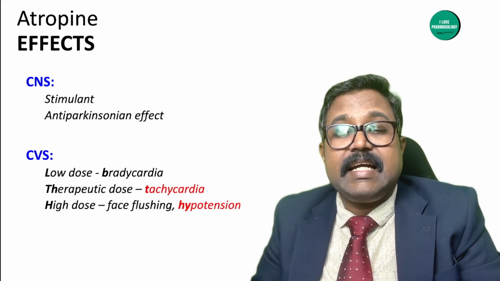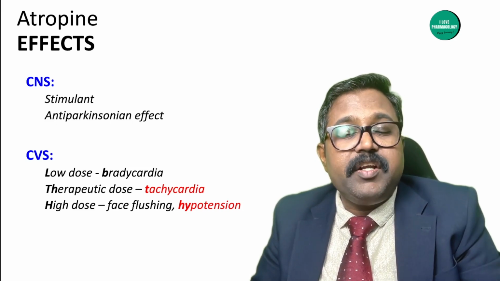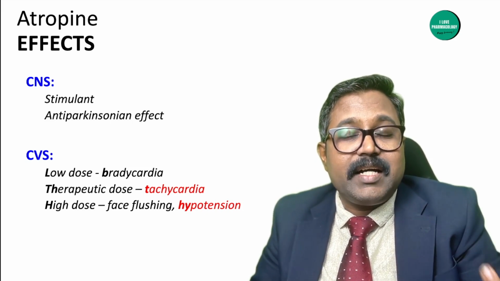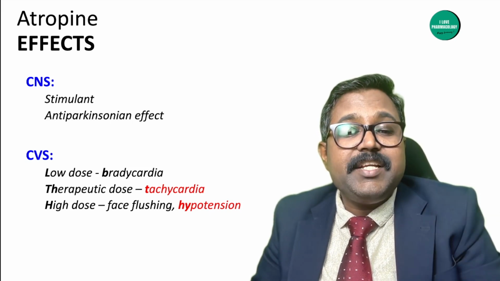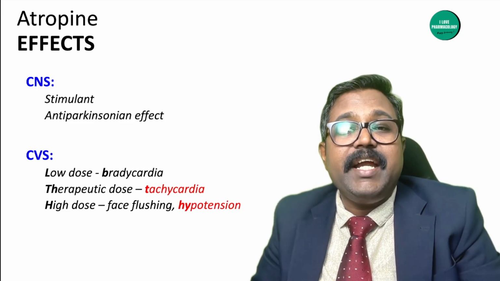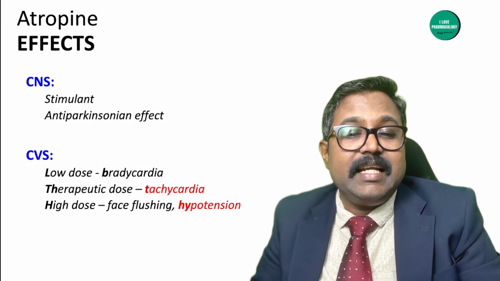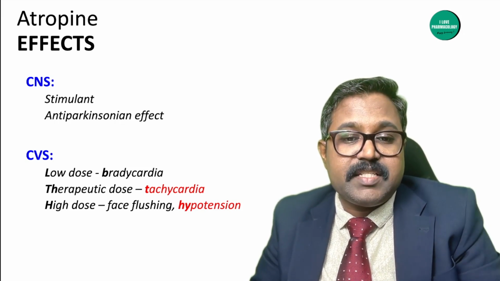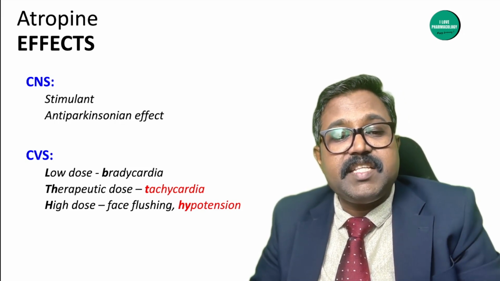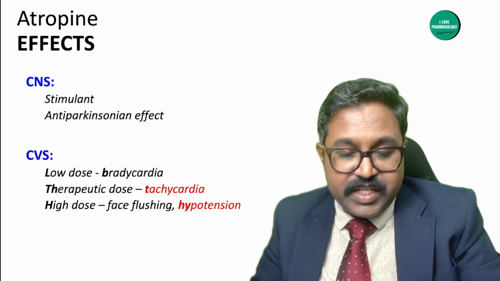On the CVS at lower doses, it produces bradycardia, but the majority of the time atropine is used at therapeutic doses, which lead to an increase in the heart rate, that is, it causes tachycardia. High doses can cause facial flushing as well as a reduction in the blood pressure, that is hypotension. So from the CVS part, you need to remember atropine causes tachycardia and hypotension.